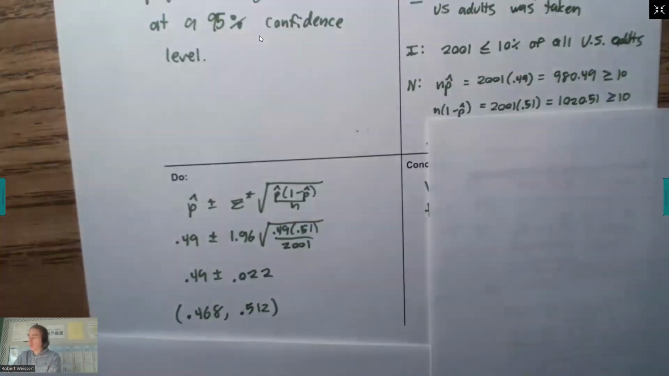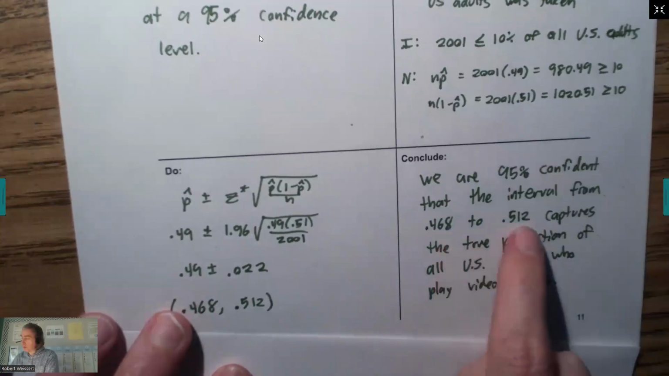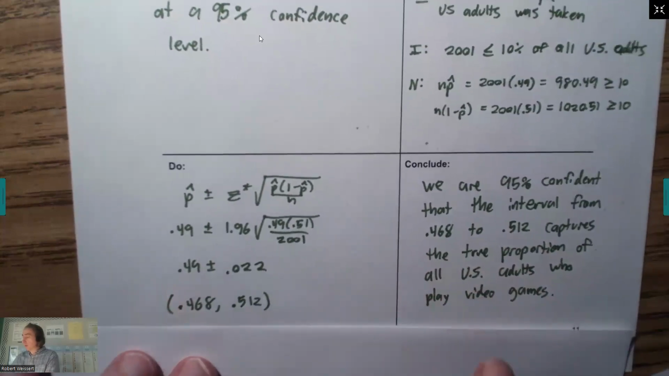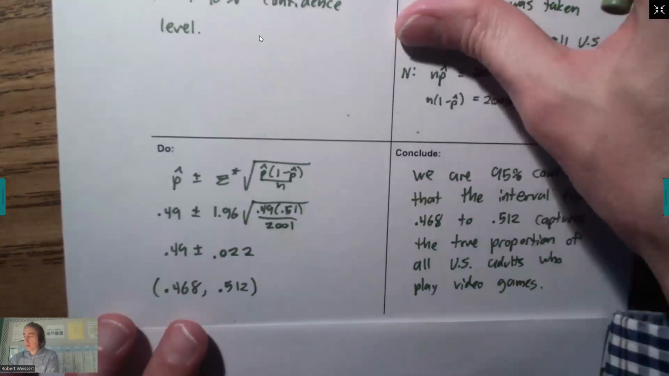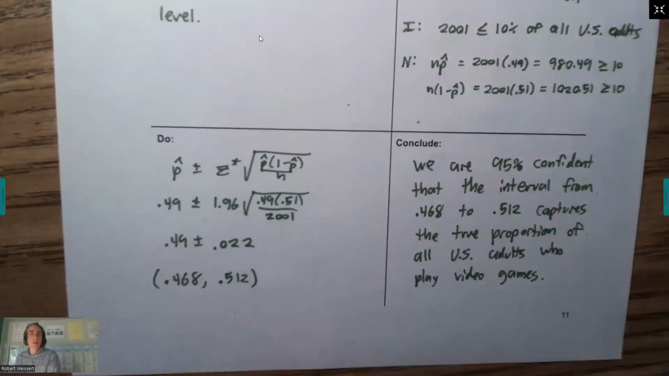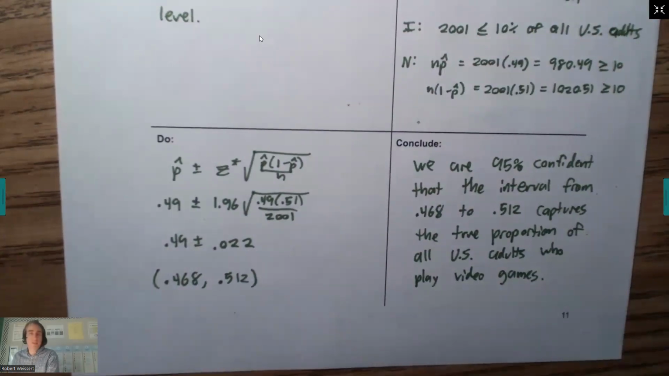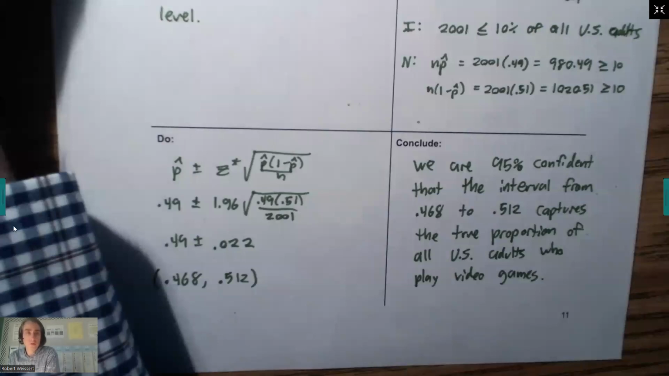And finally, our conclusion. We are 95% confident that the interval from these two numbers captures the true proportion of all US adults who play video games. That, my friends, is how we do the state plan do conclude for the one sample Z interval for p. Hopefully with that and knowing how to get a sample size, you're good to go for your Unit 6 Day 3 assignment. Please reach out to me if you have any questions on your work or just in general if there's anything you need.